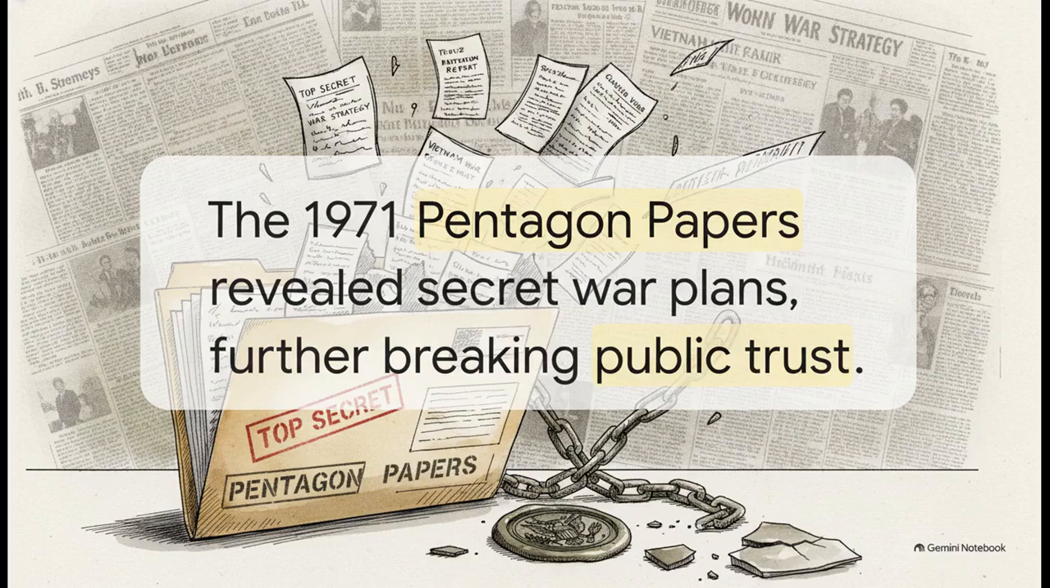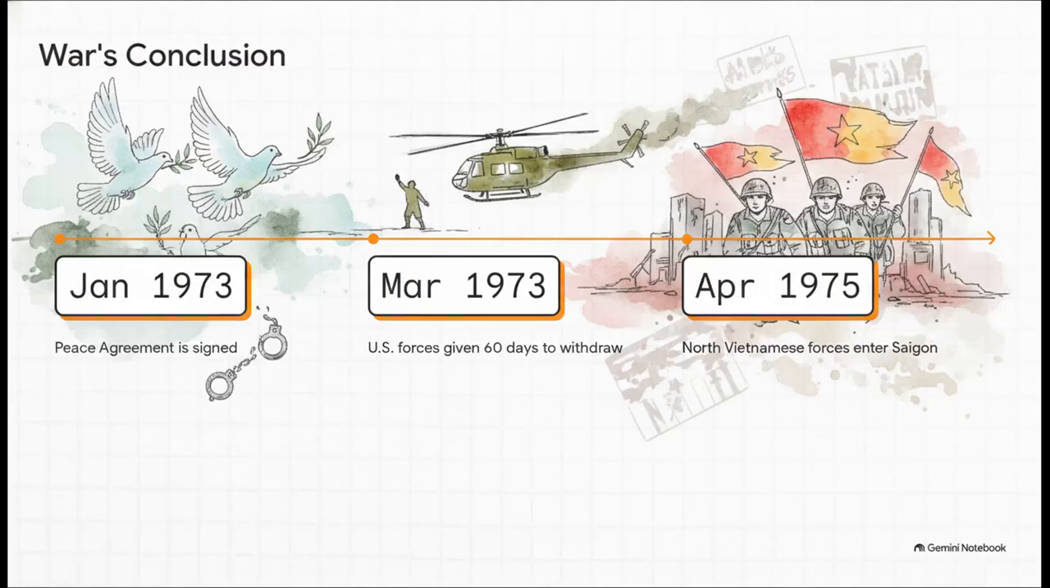These were secret official government documents that ended up being published by the media. They revealed that previous administrations had secretly expanded the war and deliberately misled the public about their intentions in Vietnam. The release of these documents deeply disillusioned the American public, essentially proving to many citizens that their government had not been entirely truthful with them. Let's move forward and see how this all builds to the war's ultimate conclusion.